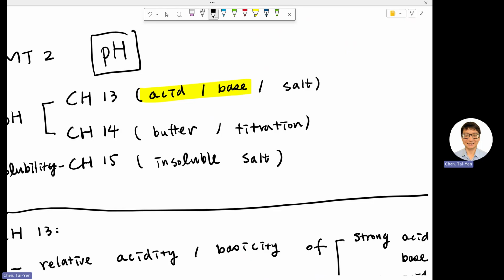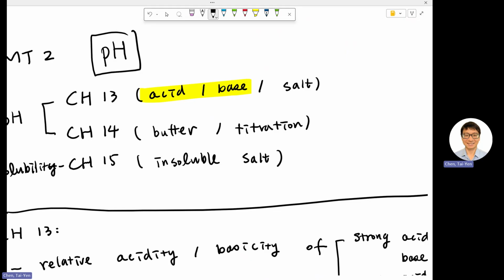When you see a compound, you should know whether it's an acid, base, or salt. That's the number one thing we'll go through. Then we're going to head into chapter 14, which starts to talk about buffers. Then we talk about titration, the acid-base titration, which you are going to do as an experiment in your Gen Chem lab. We talk about that for another week, and then we head into the very last one, the insoluble salt. Chapter 15 is the easiest chapter among the 3. Chapter 14 is the most confusing part for the students.